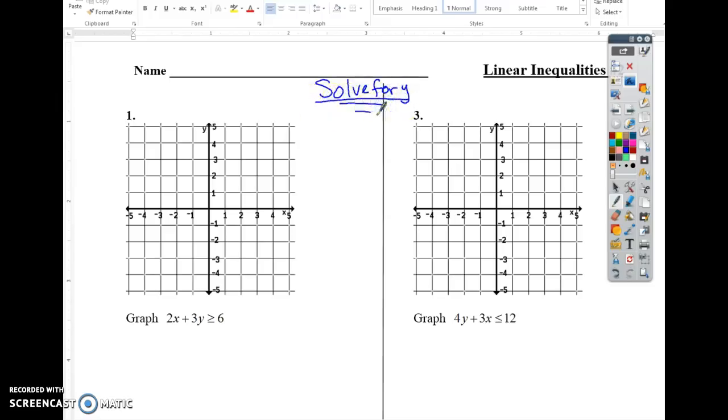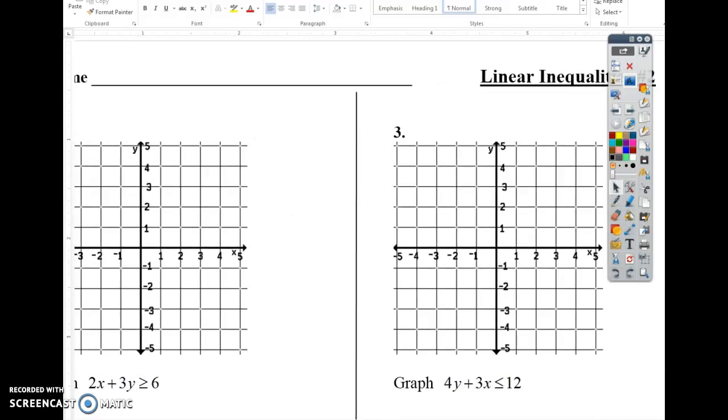Okay, I'm going to do a few of them with you. I'm going to do number 2, 3, and 6. And I'm going to start with number 3 just because it's up at the top. So let's do problem number 3.